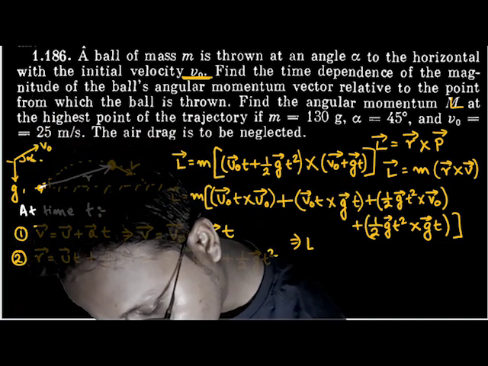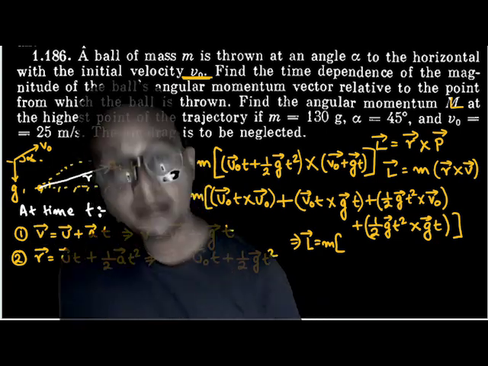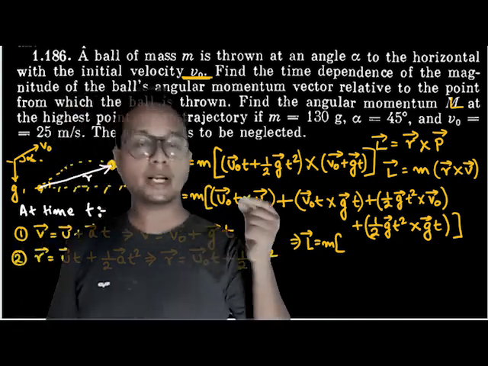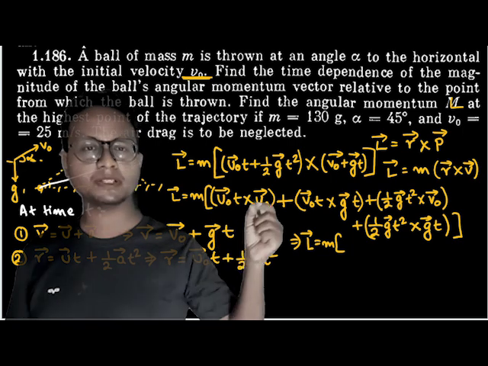Let's see, let me multiply. L is equal to m into, now let's take this first term, v naught t cross v naught. Whenever I'm doing vector multiplication, a cross b, what is the resultant?